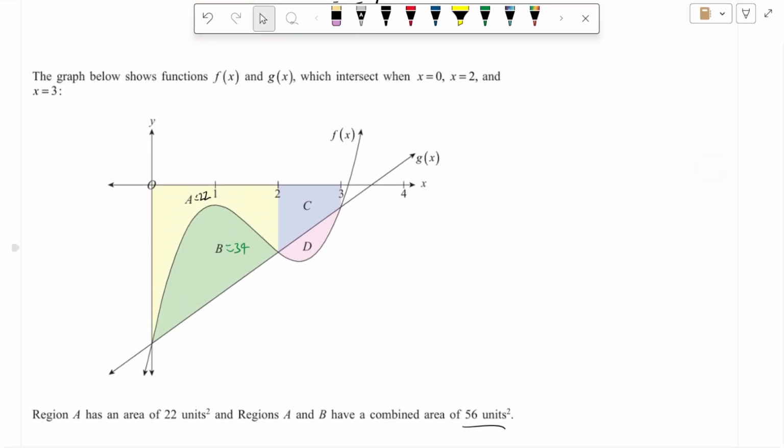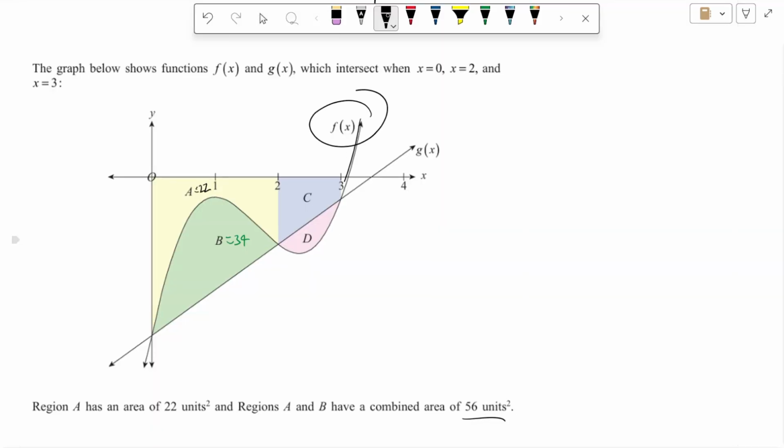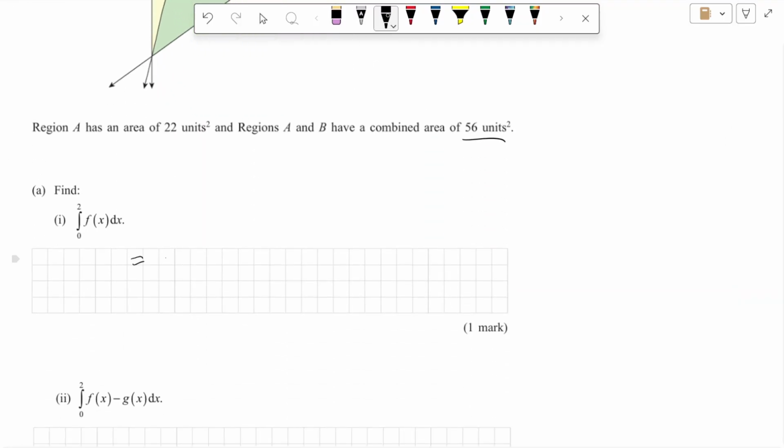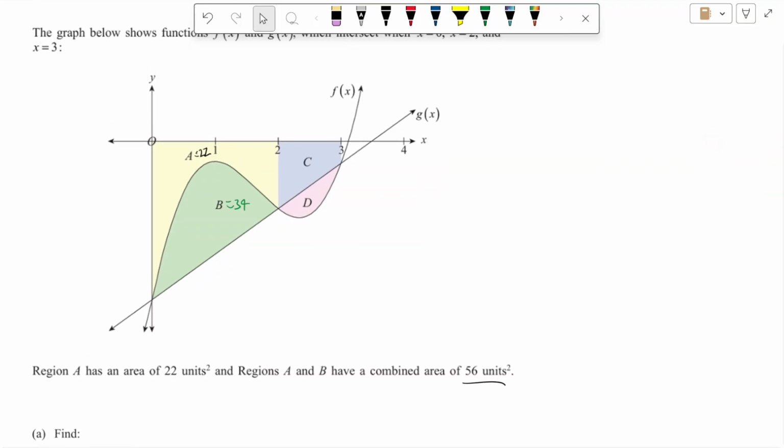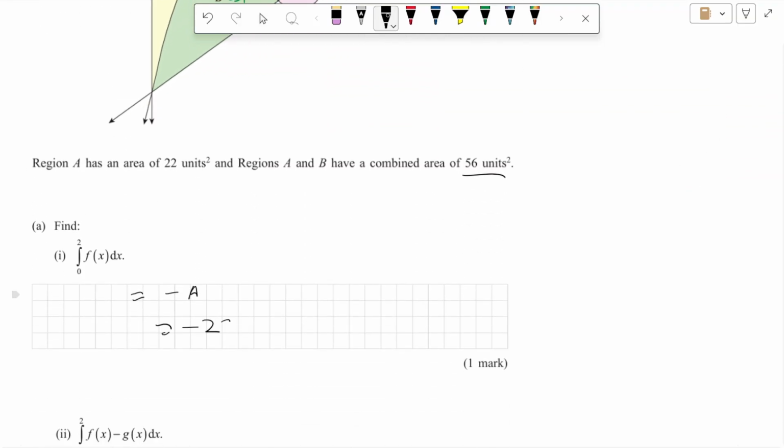Okay, find the integral from 0 to 2 of f. So this line here is f. So the integral from 0 to 2 should equal -a. Minus because it's underneath. So this is -22. No units on it because it's a definite integral, not an area.